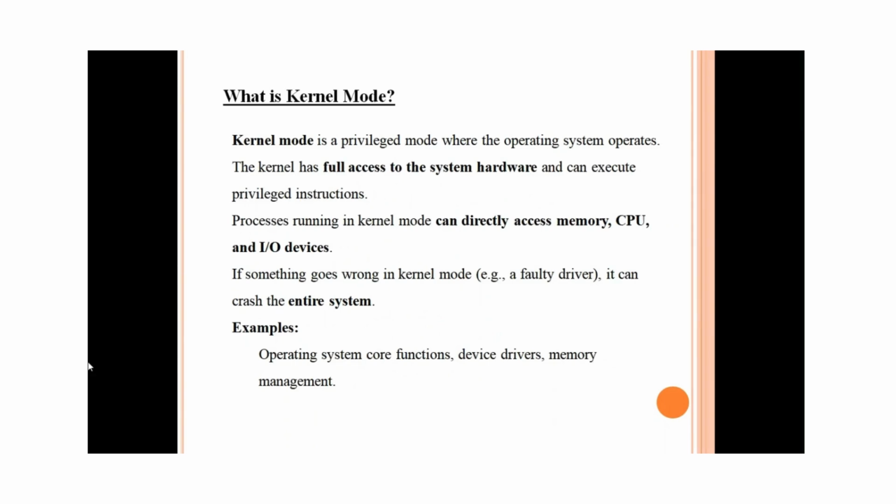Let us discuss kernel mode. Kernel mode is a privileged mode where the operating system operates. The kernel has full access to the system hardware and can execute privileged instructions. Unlike user mode, kernel mode has access to system hardware like memory, input, output, and many more. So it does not need any system calls to execute operations. Here we also understand that in kernel mode, the operating system functions run directly. If the operating system or a process fails, then the entire system will crash.